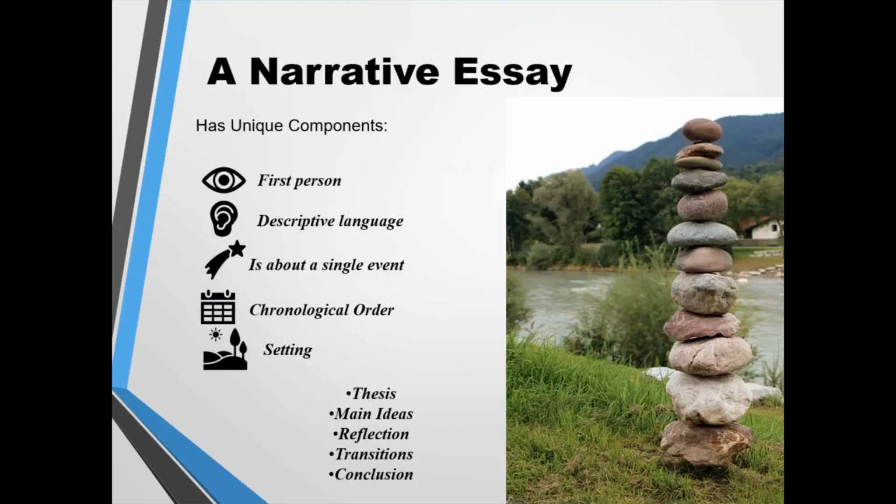A narrative essay has unique components. It is told in the first person, which means you are going to use I and my as opposed to they or people. It employs descriptive language with the 5 senses. It's usually about a single event, told in chronological order and with a setting. However, it does include a thesis, main ideas, reflection, transitions, and conclusion.